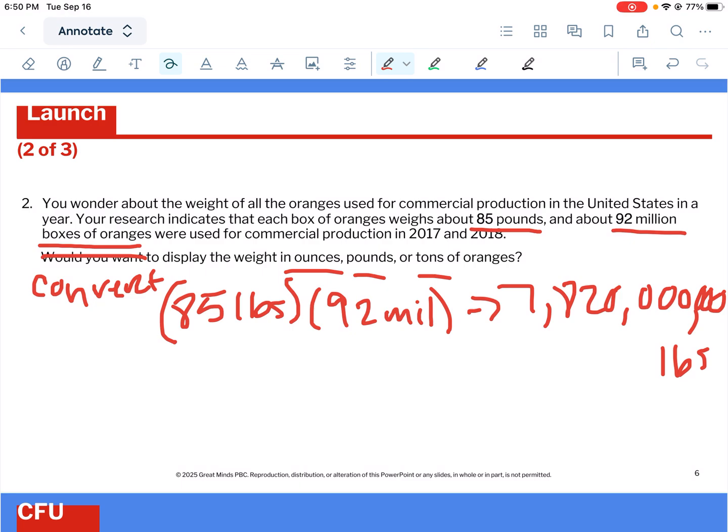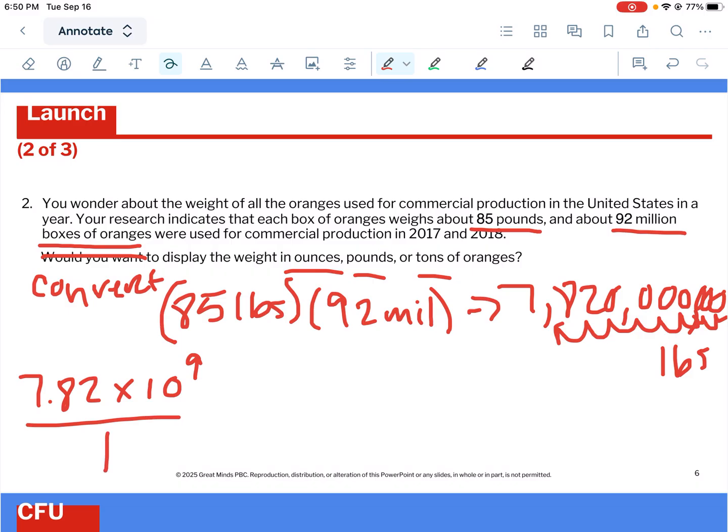Now, in scientific notation, that gives you 7.82 times 10. Counting my decimal places, that is 1, 2, 3, 4, 5, 6, 7, 8, 9. 7.82 times 10 to the 9th power. Raise that over 1. Put it in fraction form. This is pounds. Remember to include your unit. That's going to be so important because when you're converting, if you're not writing the right units, you're going to mess up. Make it obvious for yourself so that you don't make mistakes.